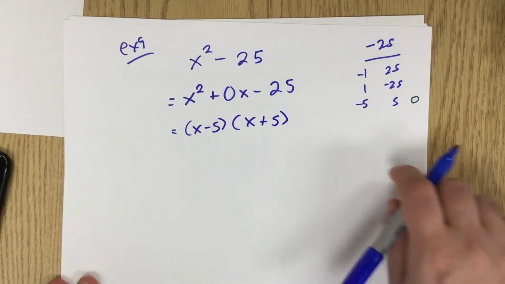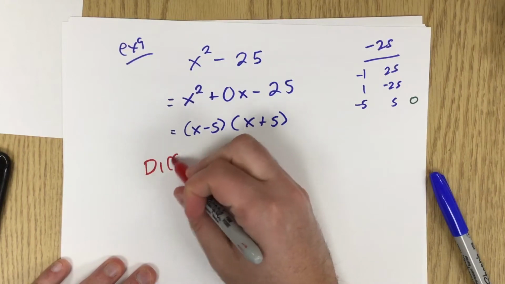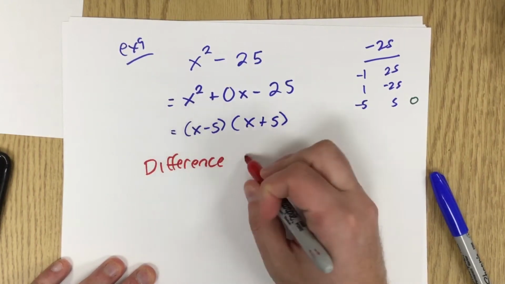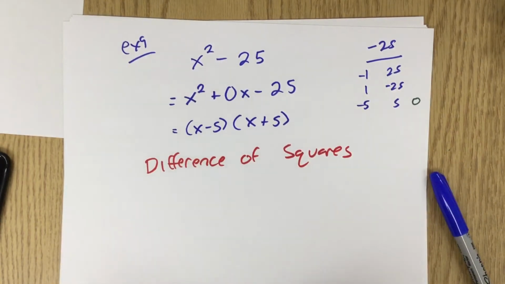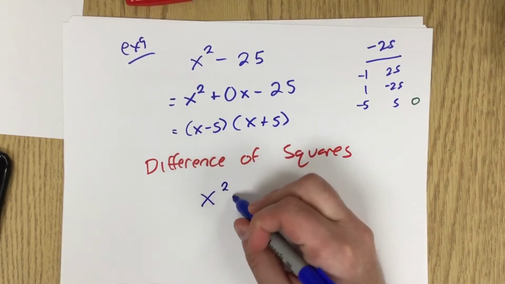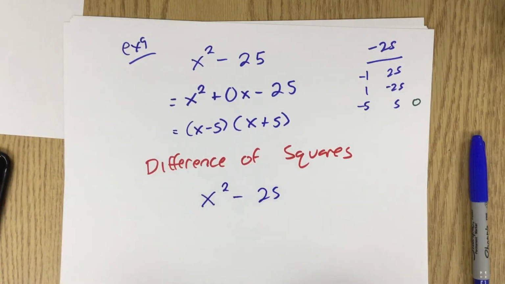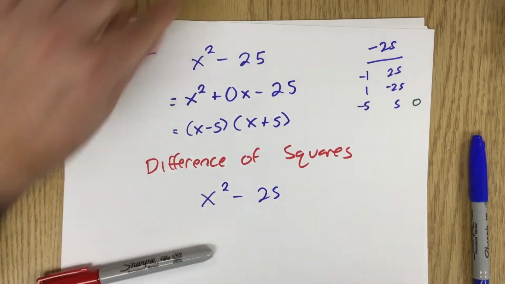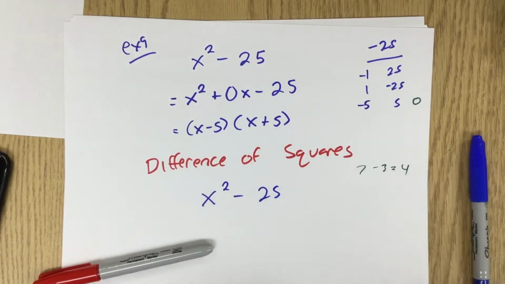More importantly, this is another special one. We're going to call this one a difference of squares. And a difference of squares is where you have, so let's take a look at the original one again. So difference is, for example, if I say what's the difference between 7 and 3, you would say, okay, the difference between 7 and 3 is 4. It's the subtraction. Let's say find the difference.